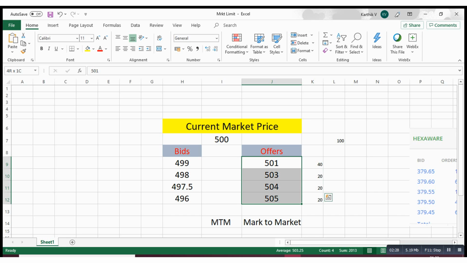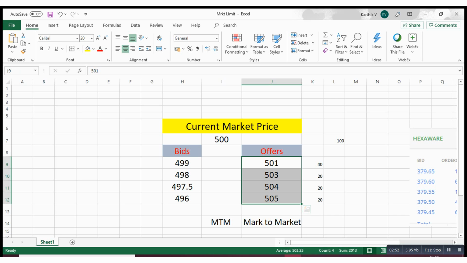The average price will be 503.25 when you take an average. So 40 quantity will be bought at 501, 20 quantity will be bought at 503, 20 again at 504, and 20 other quantity at 505. When you see this, the average will be 503.25. You can see here in Excel at the bottom, the average. The same average will be shown in your positions.